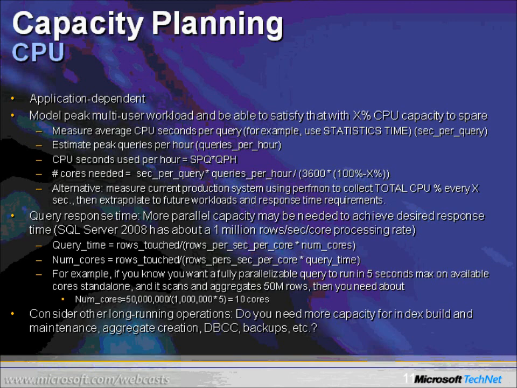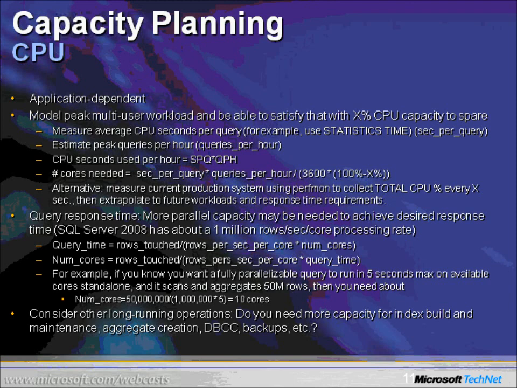If you look below here, for example, if you have a fully parallelizable query and you want it to run in 5 seconds maximum on the available cores standalone, and suppose you were doing 1 million rows per second per core, then you need 10 cores based on that calculation. Now at 2 million rows per second, which is our more likely real throughput, you'd only need 5 cores.